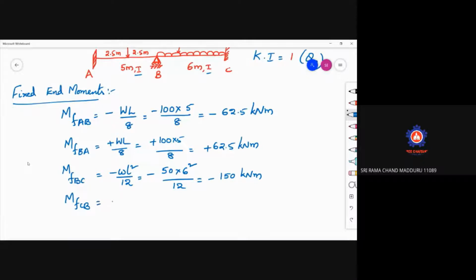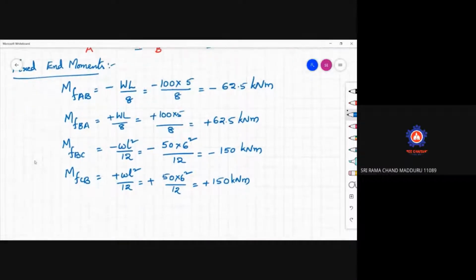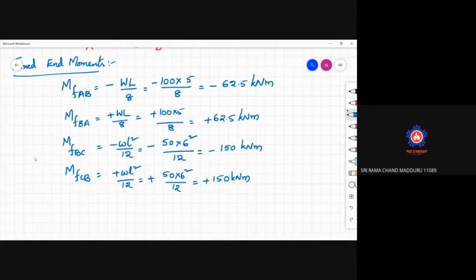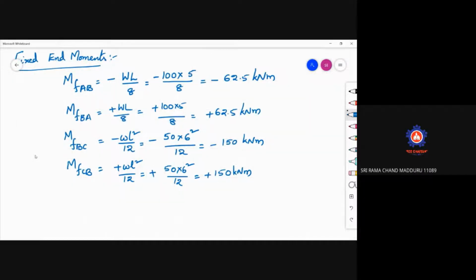MFCB is equal to plus WL square by 12. So this is plus 50 into 6 square by 12, which is plus 150 kilonewton meter. So we have already calculated the fixed end moments. Now we need to consider the distribution factors. So distribution factors will depend upon the relative stiffness of the members. So in the previous classes, we have seen the distribution factors corresponding to the relative stiffness of the members.